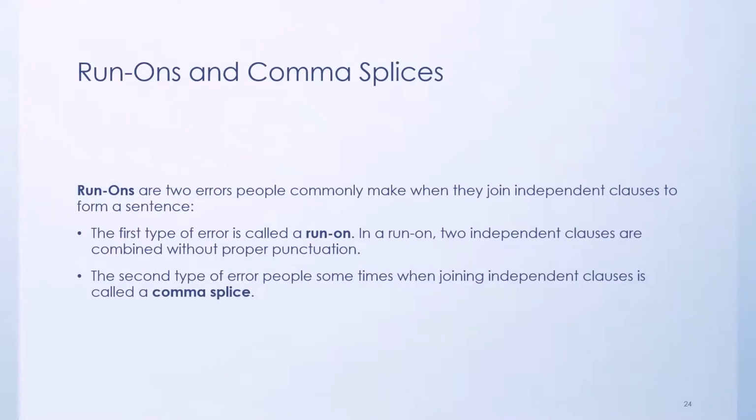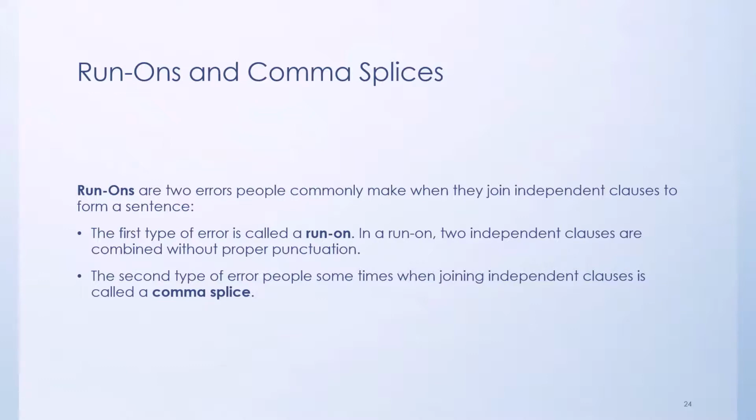For our next topic, I have run-ons and comma splices. Run-ons are two errors people commonly make when they join independent clauses to form a sentence. The first type of error is called a run-on. In a run-on, two independent clauses are combined without proper punctuation. That is the punctuation, my friends, that goes in between those two clauses. Remember, we need to have either a comma, a period, or a semicolon.